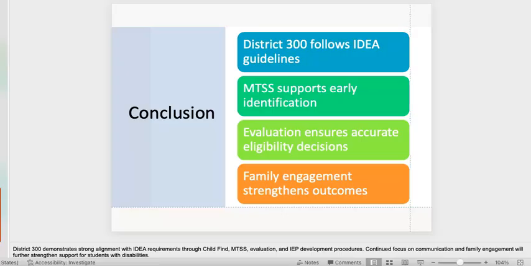In conclusion, District 300 demonstrates strong alignment with IDEA requirements through its Child Find procedures, MTSS intervention framework, evaluation process, and IEP development practices. These systems help schools identify students who need additional support and ensure that appropriate educational services are provided. Continuing to strengthen family communication and transparency can further improve equitable access to special education services, supports positive outcomes for students with disabilities.